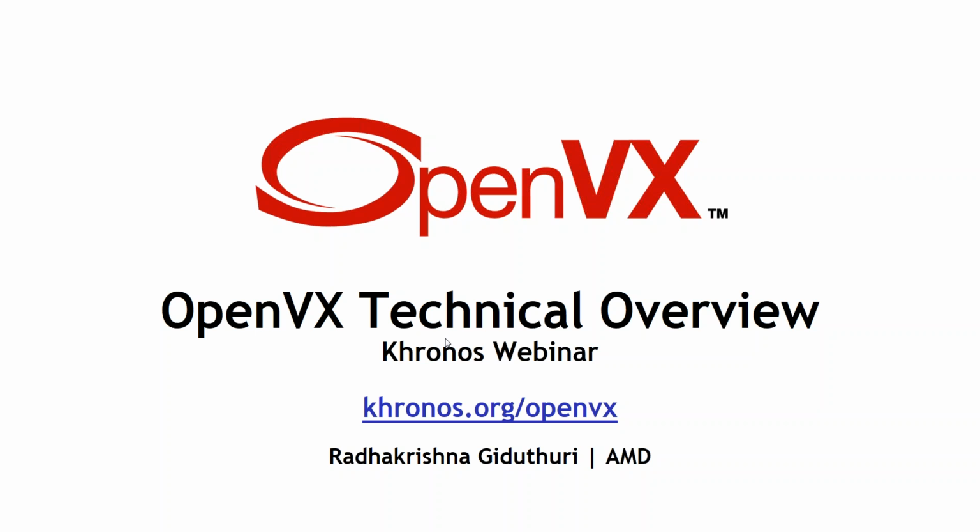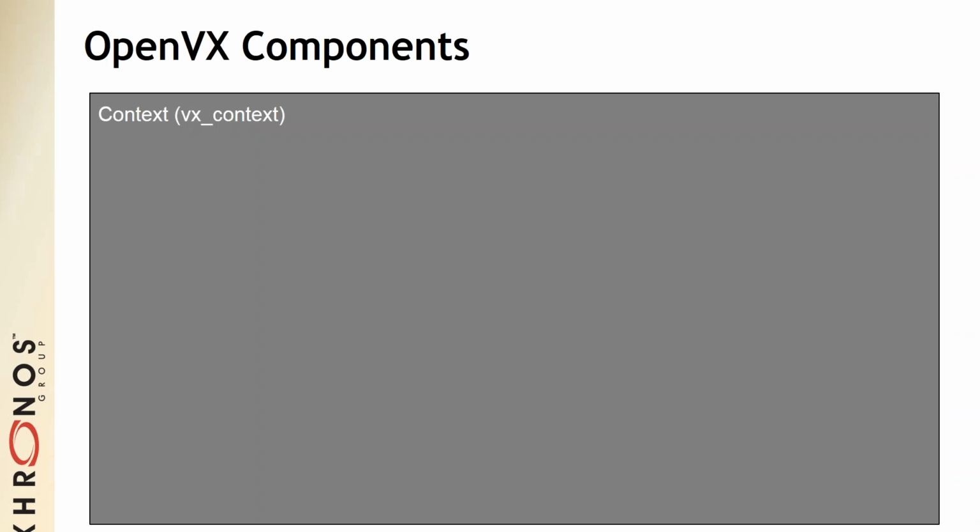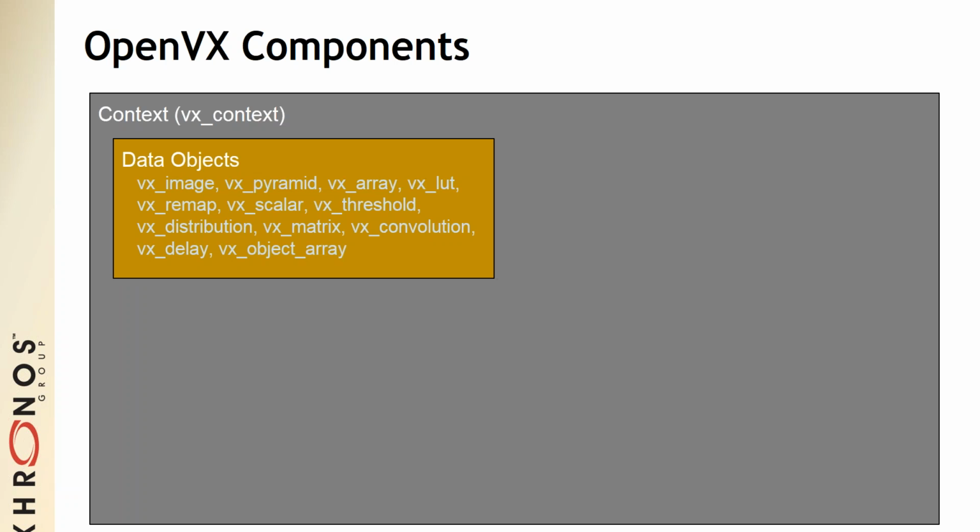Okay, so OpenVX components. Let's start by looking at various components of the OpenVX framework. Everything in OpenVX starts with creation of a context that is used for managing objects and executing vision functions.